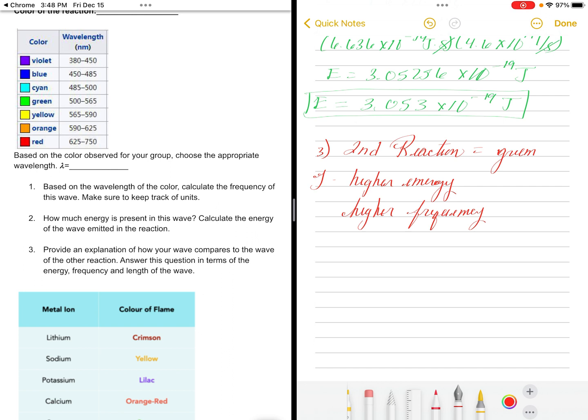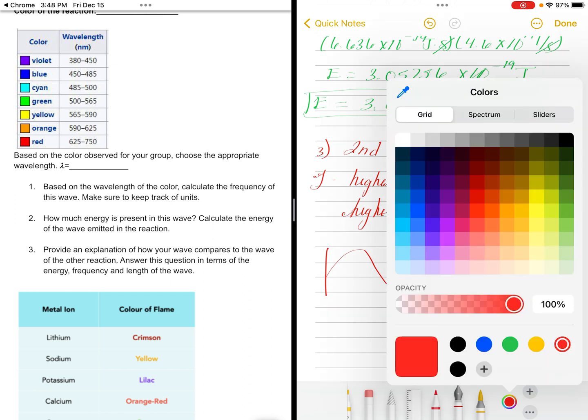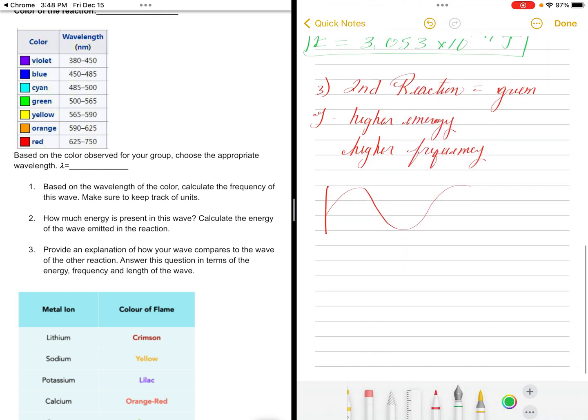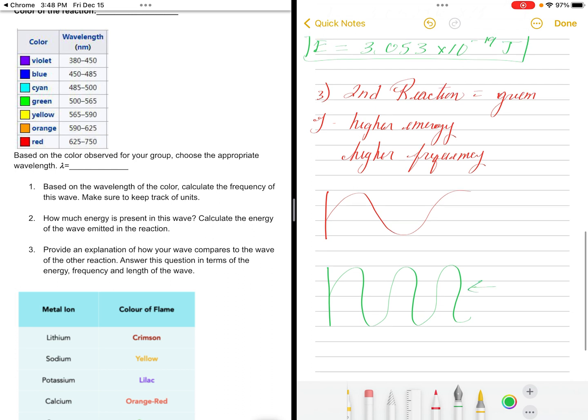As a result of having a higher frequency, that means that what's happening is the wave is going from a red wave that looks like this, right? And it's going to a green wave that looks like this. So as the green wave is becoming higher in energy, what we see here is we have more waves. More waves per unit of time leads to a higher frequency. Right? It's a higher frequency.